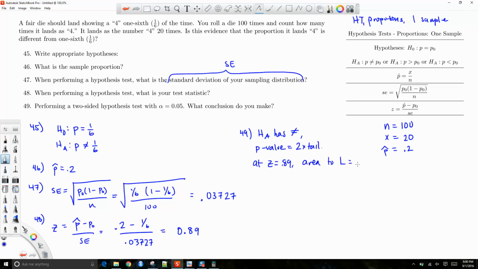is equal to 0.8133, which means the area to the right, our tail area, is equal to 1 minus that, or 0.1867. So the p-value is 2 times that, or 0.3734. Okay, so we do not reject the null hypothesis.